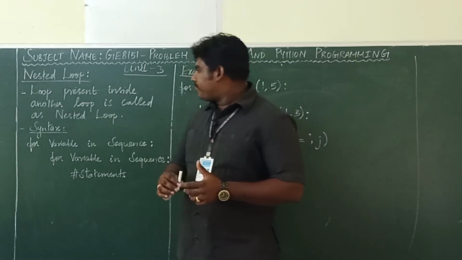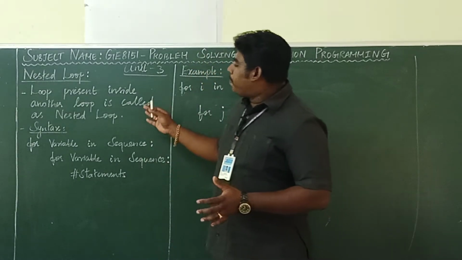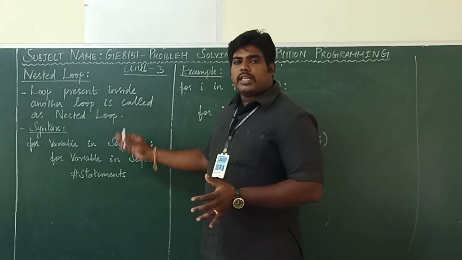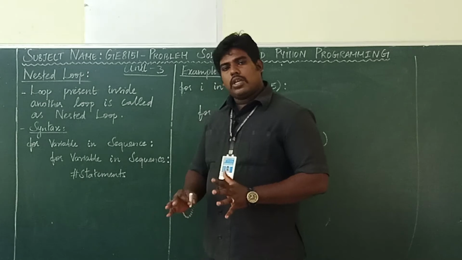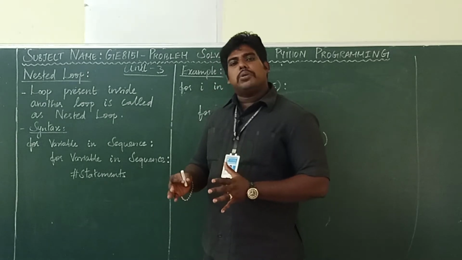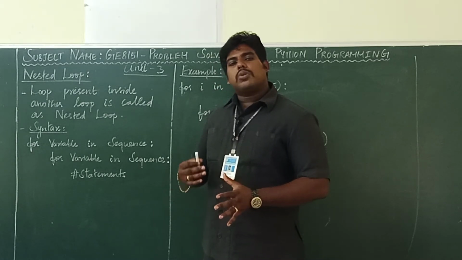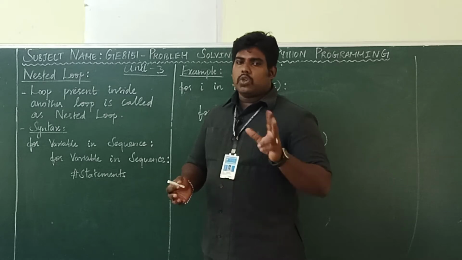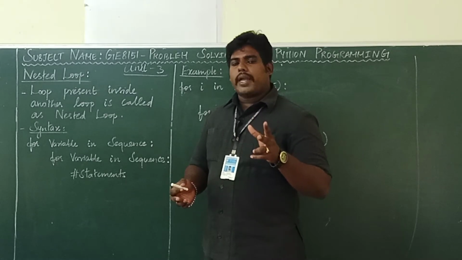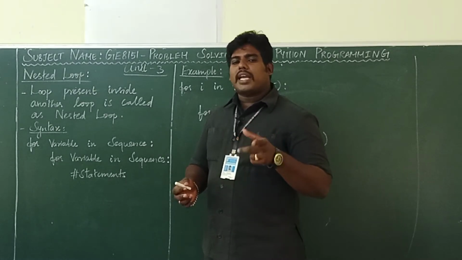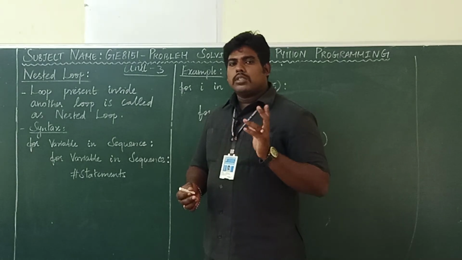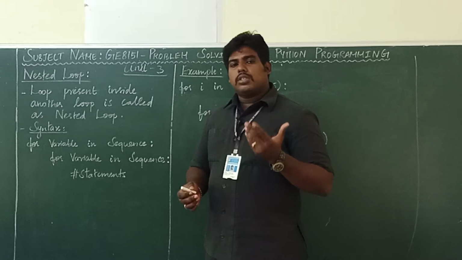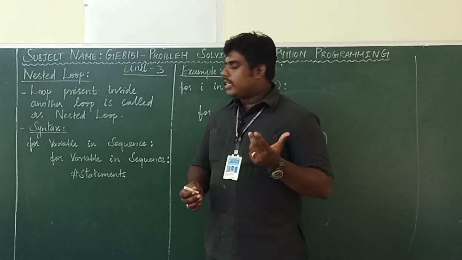A loop present inside another loop is called a nested for loop. See the syntax, the same for loop syntax. You can use it in both ways: with the range as well as with the sequence. Two ways we can use in the for loop, right? One is with the help of the range function. Another one is with the help of sequences. Sequences means your list, string and tuples, collection data types.